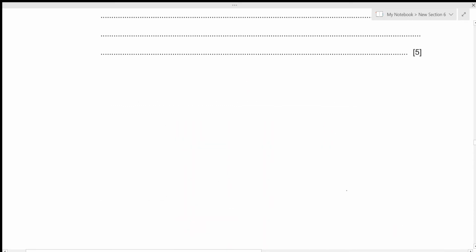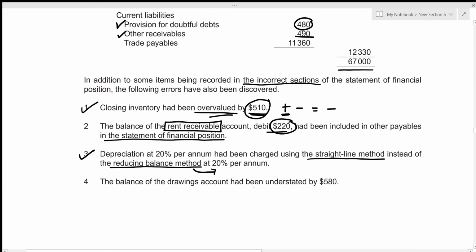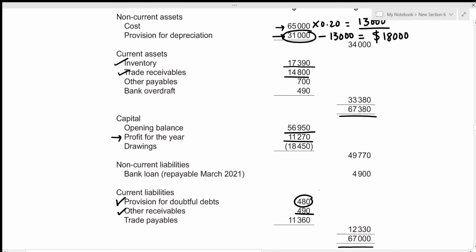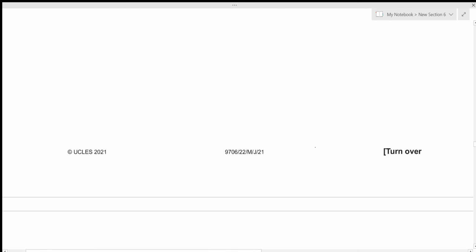Finally, we have the drawings. There was an error relating to the drawings. So the balance of the drawings account had been understated by 580. So whatever balance is given in the above incorrect statement of financial position, we'll just have to add the 580 to it in order to rectify this error of understatement. So the drawings given in the question is 18,450. So let's rectify this error.